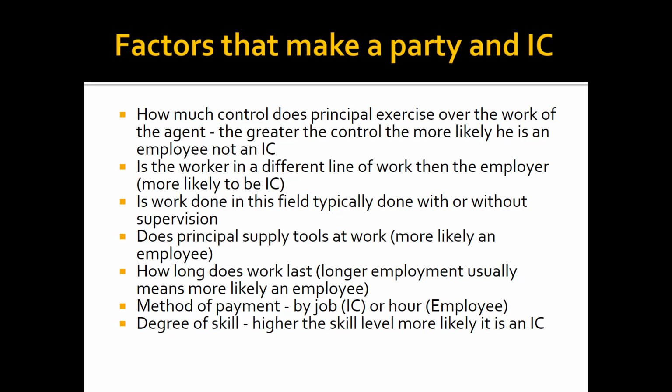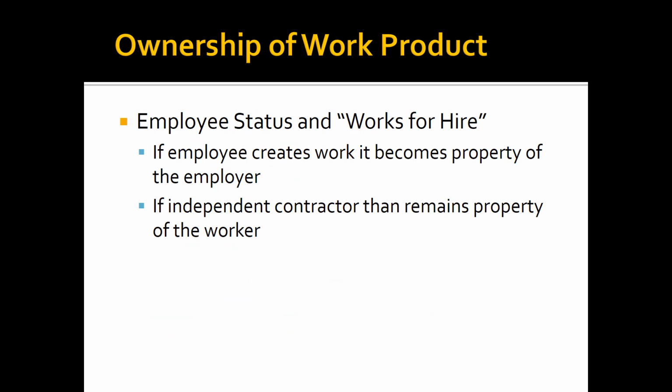Is the work in this field done with or without supervision? Does the principal supply tools? If I give you everything to do your job, you're more likely an employee. How long does it last? The longer it lasts, the more likely you're an employee. How do I pay you? Method of payment. Is it by the job? Independent contractor. Is it by the hour? Employee. What's your degree of skill? The higher the level of skill, the more likely you're an IC, like a lawyer or a doctor. Now again, there can be lawyers and doctors that are employees. So these are just some factors that we consider, or the IRS considers.